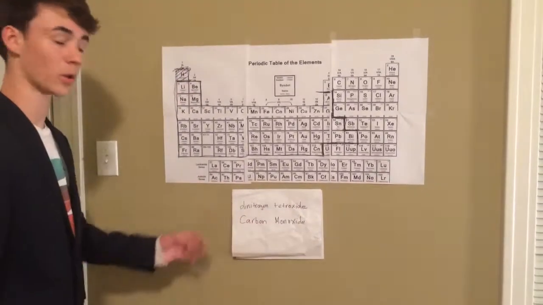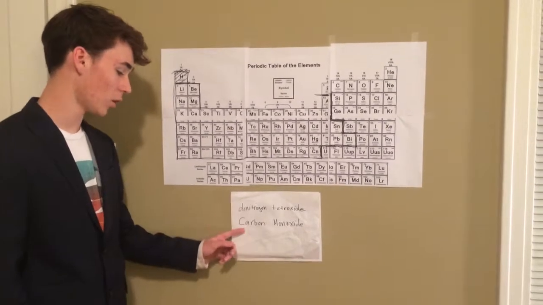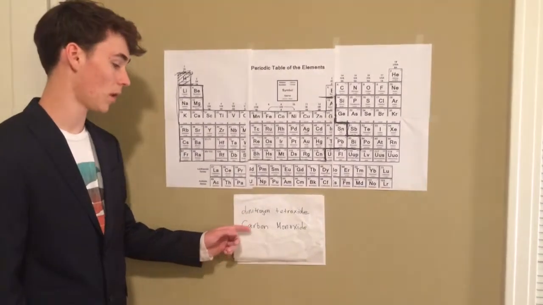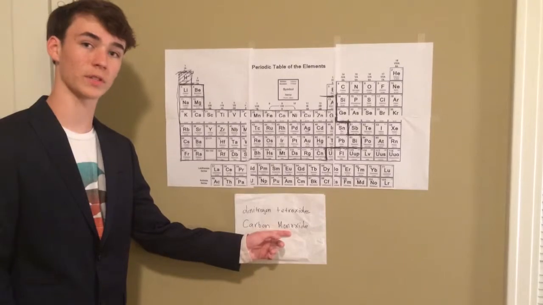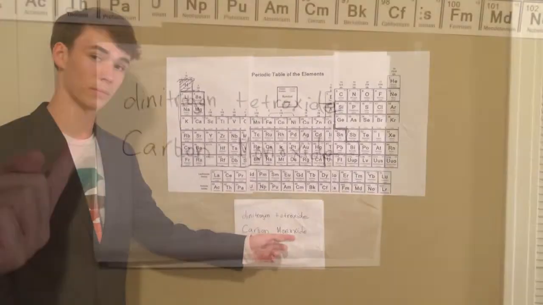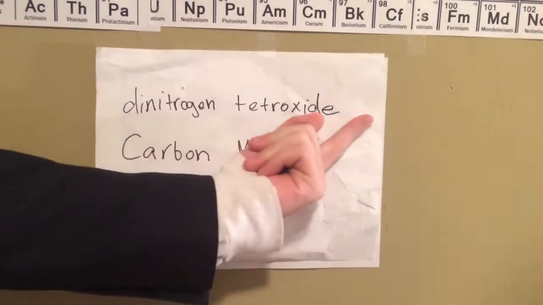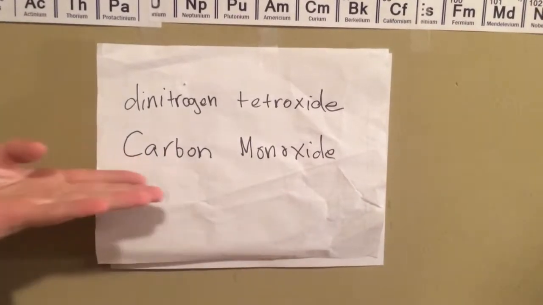However, if there's only one of the first element, do not use mono. But if there is only one of the second element, use mono. Here we have dinitrogen tetroxide and carbon monoxide.